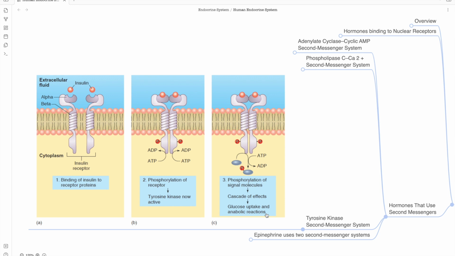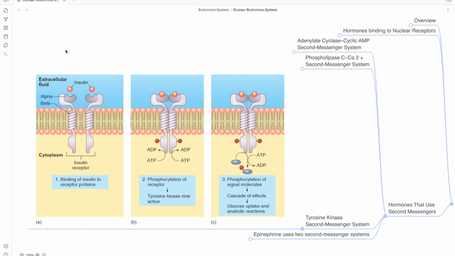We all know that whenever there is a huge amount of blood glucose, insulin spikes and it causes glucose uptake and anabolic reactions. So all those anabolic reactions and glucose uptake happen because the insulin level increases, insulin binds with this receptor, the receptor gets dimerized, and after that their tyrosine residues get phosphorylated and activated. The activated insulin receptor will cause the phosphorylation of other signaling molecules that will initiate a cascade effect, and then the glucose uptake and all the anabolic reactions will happen. So I hope that makes sense.